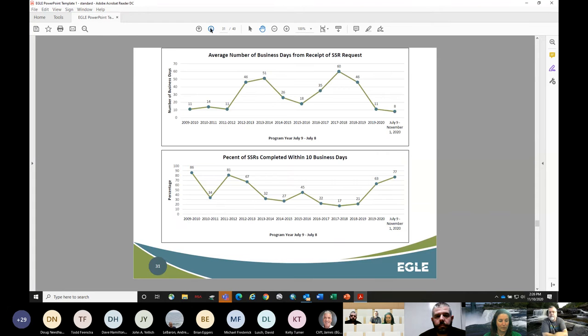Cumulative from 2009 through the present, we're still trending in the right direction. The average number of business days to complete an SSR is continuing to decrease, and the percent of SSRs completed within 10 business days continues to increase.